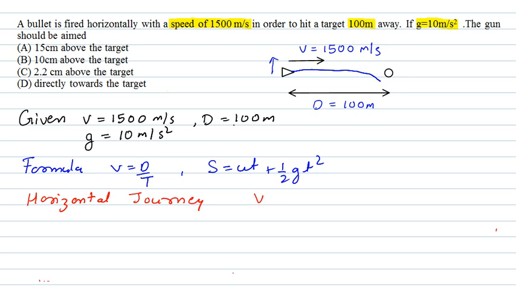So we will use the formula v equal to d by t. As we know that there is no acceleration or retardation in the x direction, we can simply use this formula. We know that v is 1500 and the distance is 100 meter. So by solving this we will get t is equal to 100 by 1500, or we can say 1 by 15 second. This will be our duration, and we will use this duration in our vertical journey.